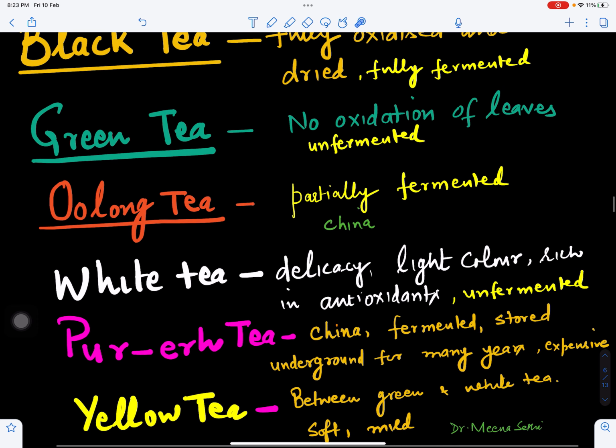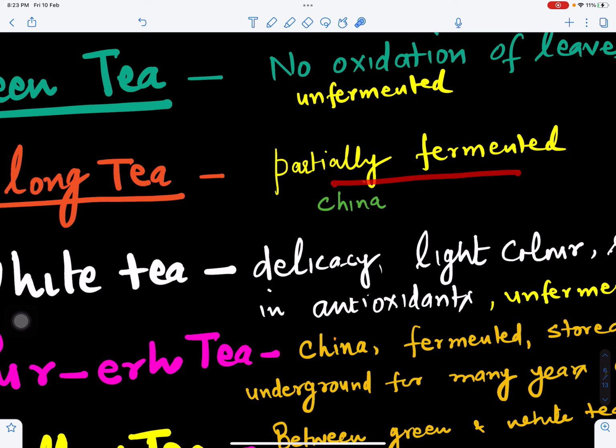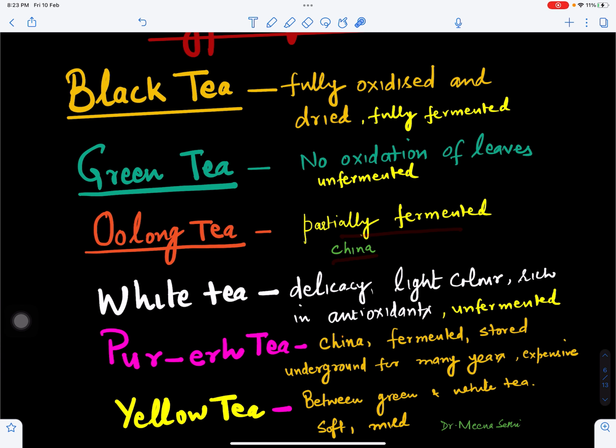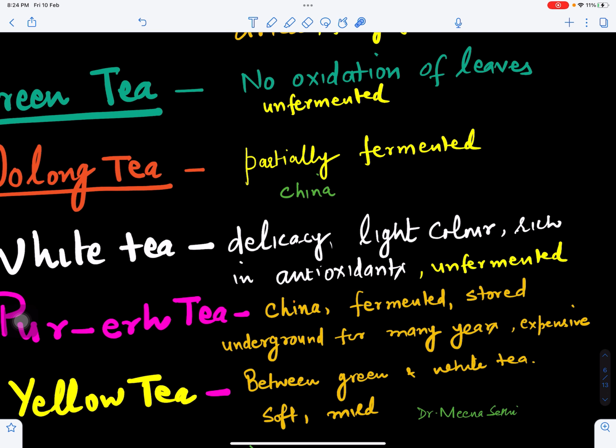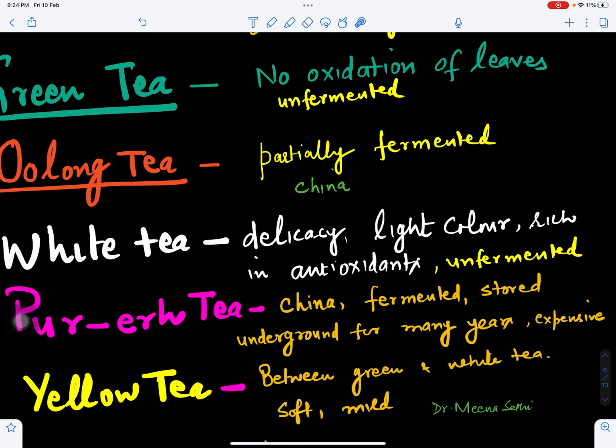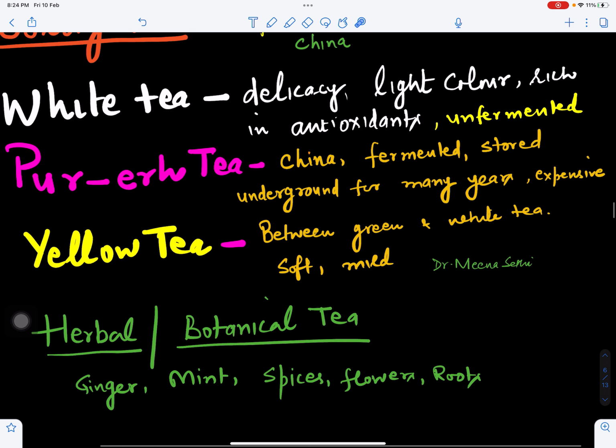Then oolong tea, which is partially fermented, very famous in China. Then white tea, which is a kind of delicacy because this is produced from the bud of the tea plant. So this is light in color, rich in antioxidants. Again, it is not fermented, so this is unfermented. Another tea which is very important in China is pu-erh tea. This is fermented and stored underground for many years. This is quite expensive because this is used as a delicacy. Then yellow tea, which is between green and white tea. So this is also not oxidized, soft and mild in nature.